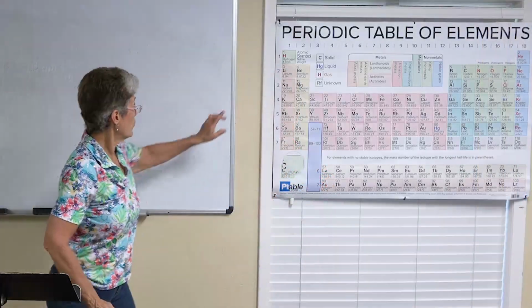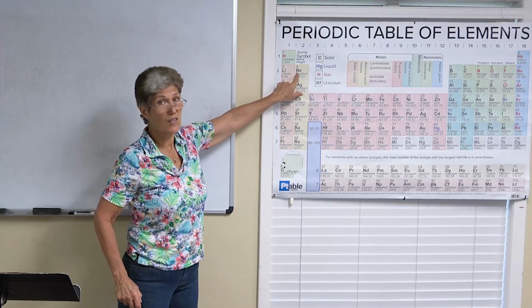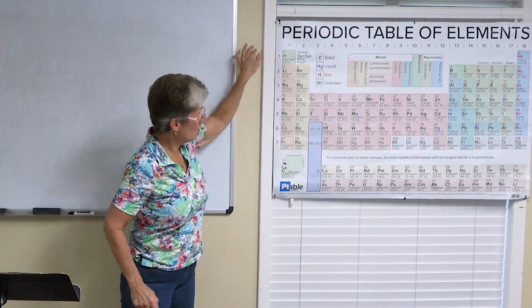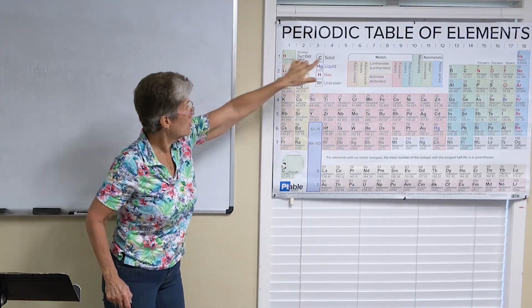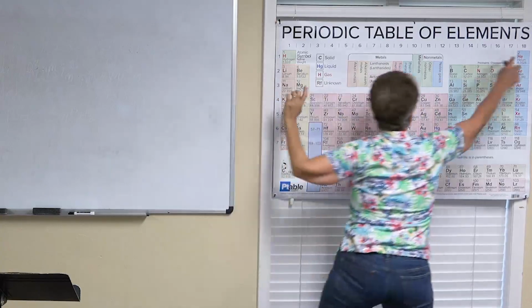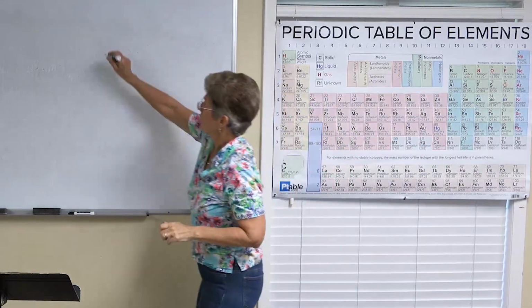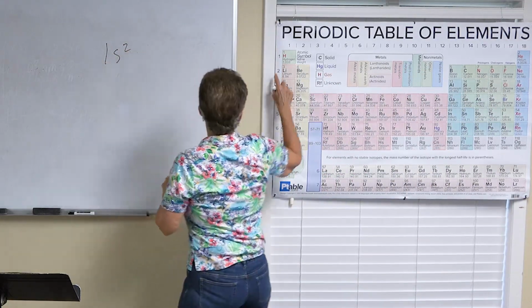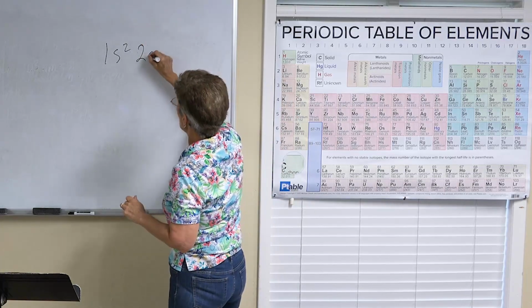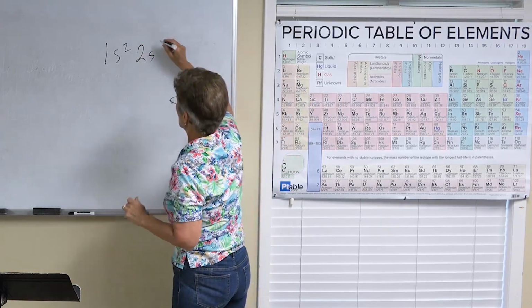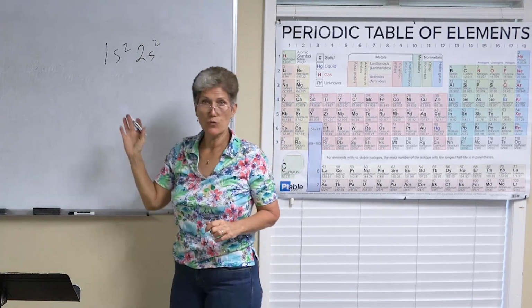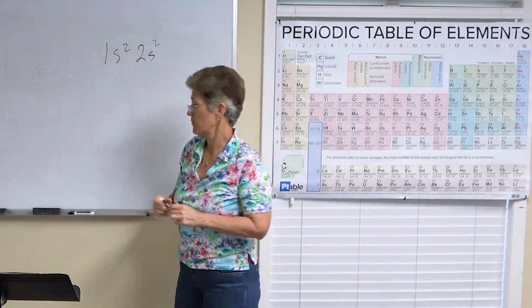Okay, number 2, give the ground state electron configuration for the following elements. Beryllium. Beryllium is right here. It's number 4. So you're going to go top to bottom, left to right. So you're going to go 1s2. We're on the second level, 2s2. And so there's your 4 electrons.